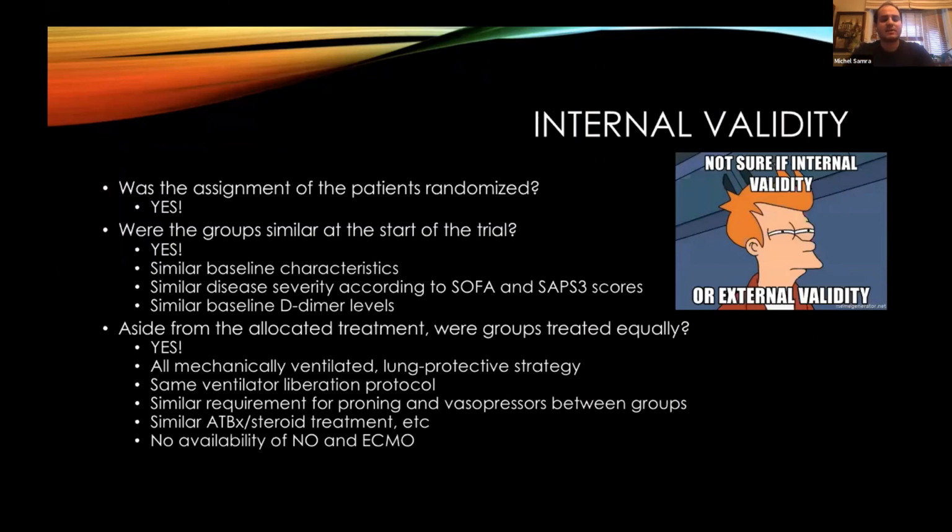And what was nice is that they also were able to stratify according to disease severity, and it was similar with regards to disease severity and D-dimer levels. Aside from the allocated treatment, were groups treated equally? Yes, they were all mechanically ventilated on the same lung protective strategy. They had the same ventilator liberation protocol, and they had similar requirements for proning and pressor use. They also got the same antibiotics and steroids, and neither group had access to NO or ECMO.